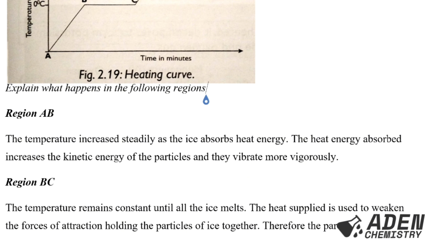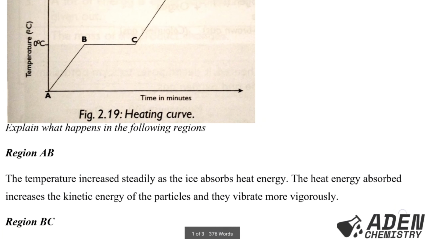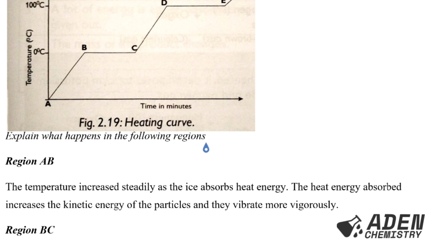So to see what we are going to have on the diagram, the temperature is increasing steadily. Initially, it was negative 100, now it became 0. So that means the temperature has increased. We go to region BC.